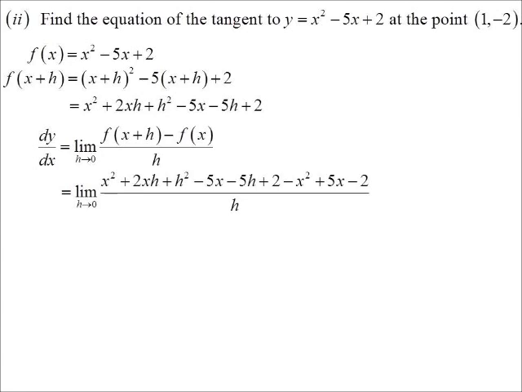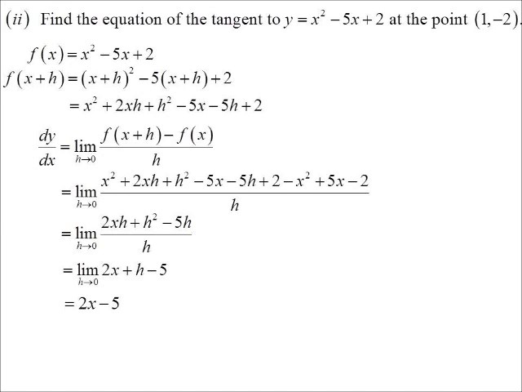What you'll find with these polynomials anyway is that everything will cancel unless it has an h in it. So it works out quite nicely because then it'll cancel with the h in the bottom. But anything that doesn't have an h, you should find cancelling. So you've got the x squared minus the x squared, you've got the 5x minus the 5x, and the 2 minus 2. Now we can divide everything by h. And we have 2x plus h minus 5. So as h approaches 0, that expression is 2x minus 5.